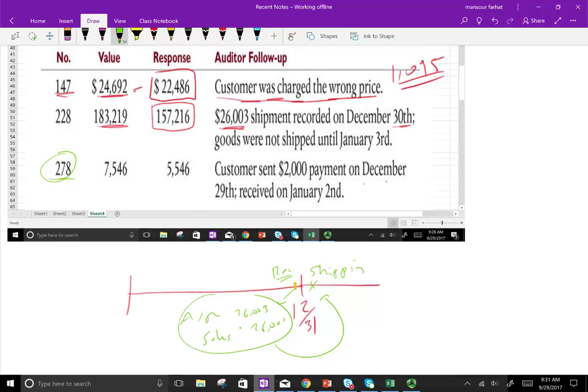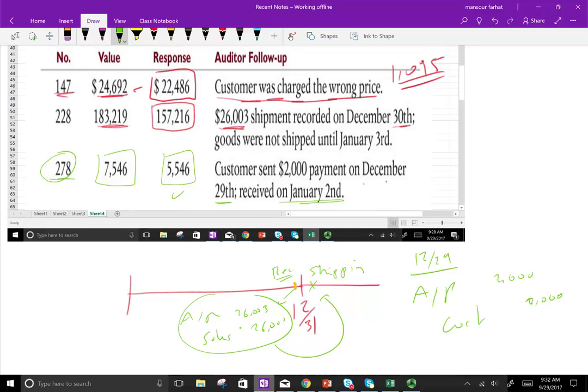Account number 278, the value that we have recorded is 7,547, and the customer says the value is only 5,546. So the customer sent a payment on December 29th, received on January 2nd. So what happened is this. We looked at our balance and it shows 7,546, but the client said, I'm owing you only 5,546 as of December 31st. And the client is correct, because on 12/29 the client debited their accounts payable and credited their cash for 2,000. So they sent us the payment.